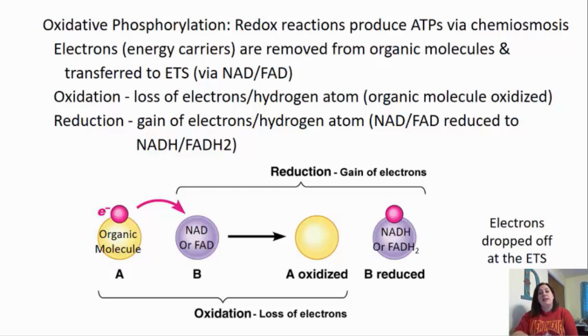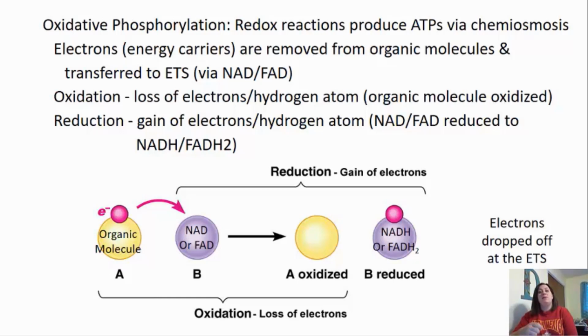These electrons with these hydrogens are going to be transferred by NAD and FAD. These are going to be like the taxi cabs for them. They're going to send them from where they were made, whether it's in glycolysis or the Krebs cycle, and take them to the electron transport system. Now, oxidation is the loss of electrons in a hydrogen atom. So an organic molecule will become oxidized when it loses electrons or hydrogens. It then becomes reduced when it gains the electrons and hydrogens. Now think about this. Remember, electrons have a negative charge. So when they gain a negative, that's why they become reduced.